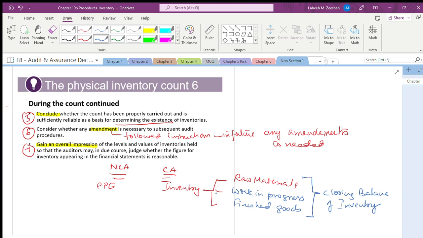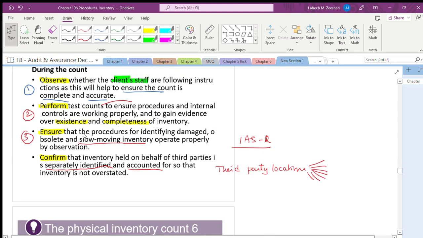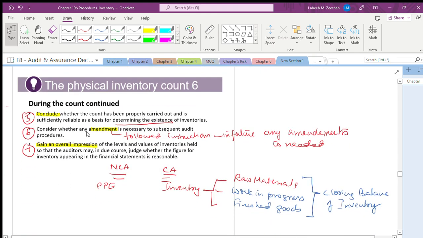Again, I will repeat what we have to do during the count. Observe whether the client is following instructions or not. Second, ensure procedures and internal controls are working properly. Third, ensure that the procedures have identified the damaged and slow moving goods. Fourth, if the inventory is held at a third party, it has to be taken into consideration. Fifth, we are talking in terms of existence, whether the inventory exists. Maybe there will be movements; even if there are movements, whether it exists or not.